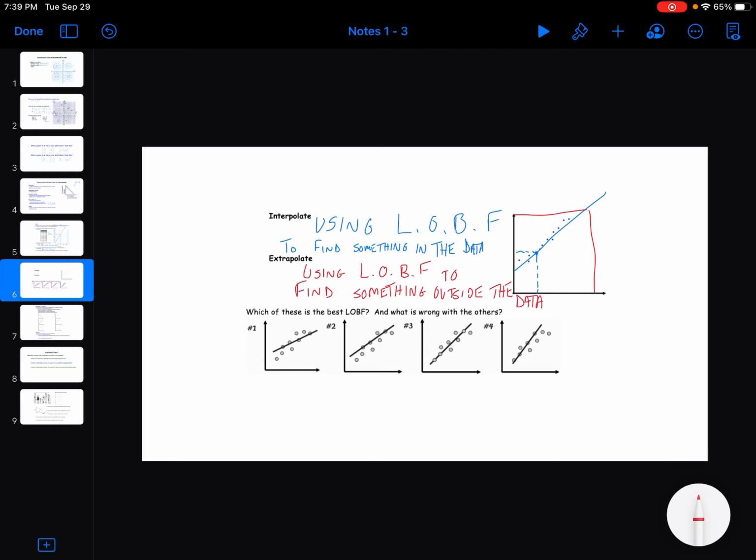Well, if I look at the first one, it kind of looks like the line of best fit, but it's not really following the data. So that one's wrong because it's not following the data. The second one's wrong because we have way more points underneath. Same with the last one. We have way more points underneath. This one clearly is following the data, and the points are even, so this is our line of best fit. Okay.